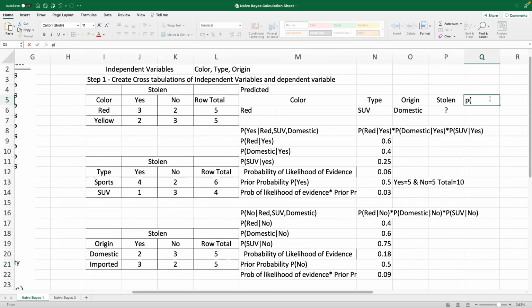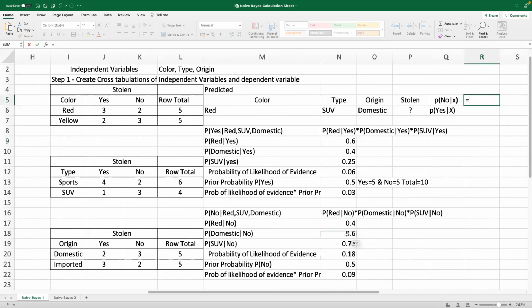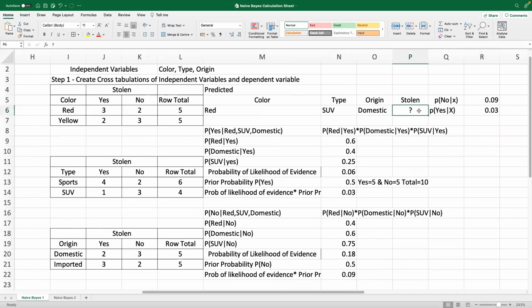Probability of no given x and probability of yes given x, we have calculated. This is this, and this is this. So what is the predicted result for this one? No, because 0.09 is greater than 0.0. So the prediction, if the vehicle is an SUV, red color, and domestic, is no.